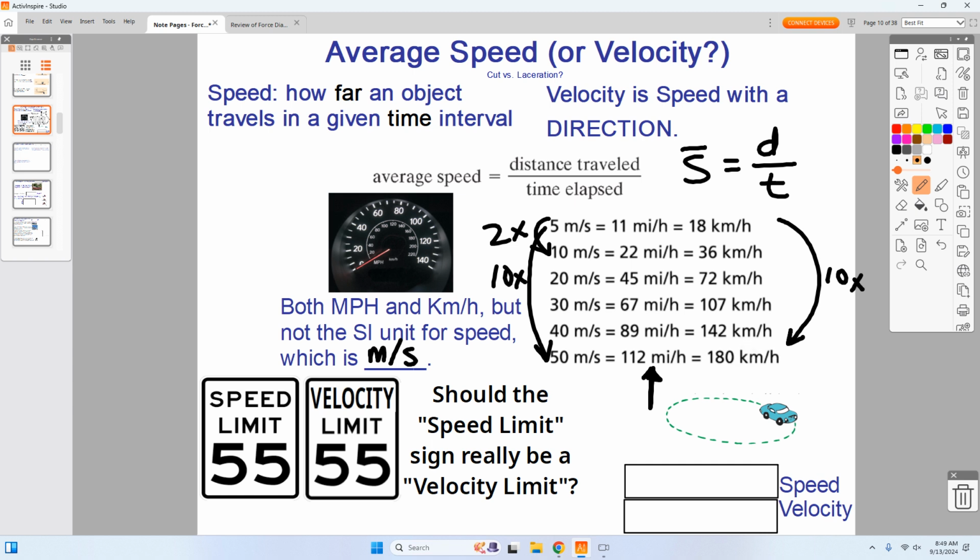Now, that table's there so you can get a sense of what you already feel comfortable with, miles per hour, but how they're related to things in meters per second. Now, I would like to convince you that the speed limit signs out there should really be velocity limits. I'm going to share a story with you. The only difference between velocity and speed is that velocity includes the direction.